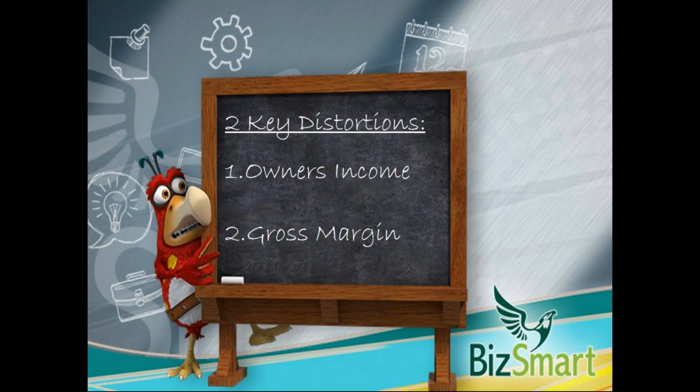And the first is the owner's income. So how you treat what you pay yourself, whether it's you as a sole owner or whether there's two or three of you as shareholders within the business. And the other is the way that the gross margin is calculated. So the first thing we need to do is to think about clearing those distortions.